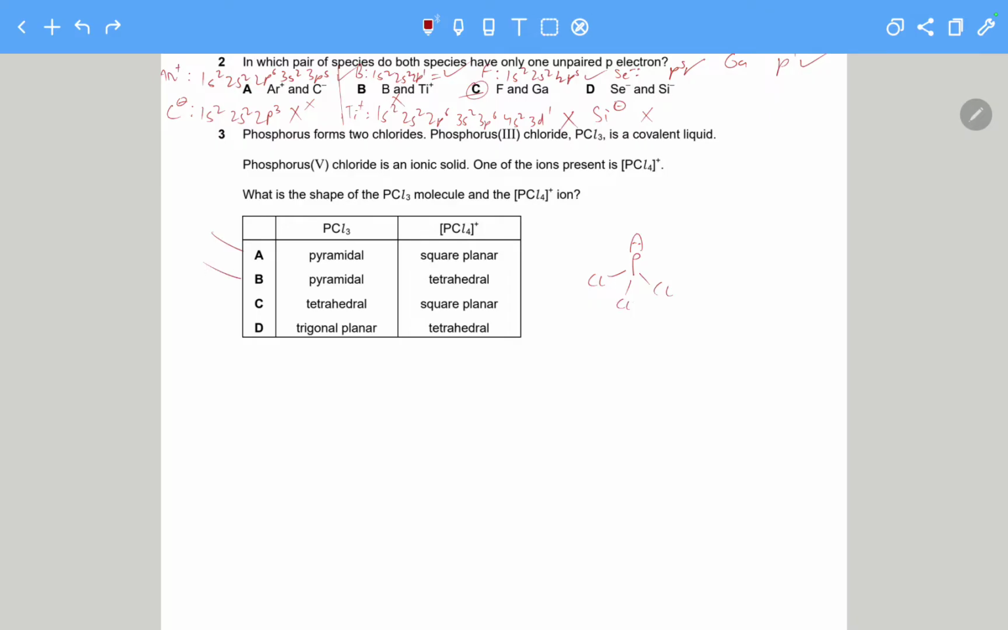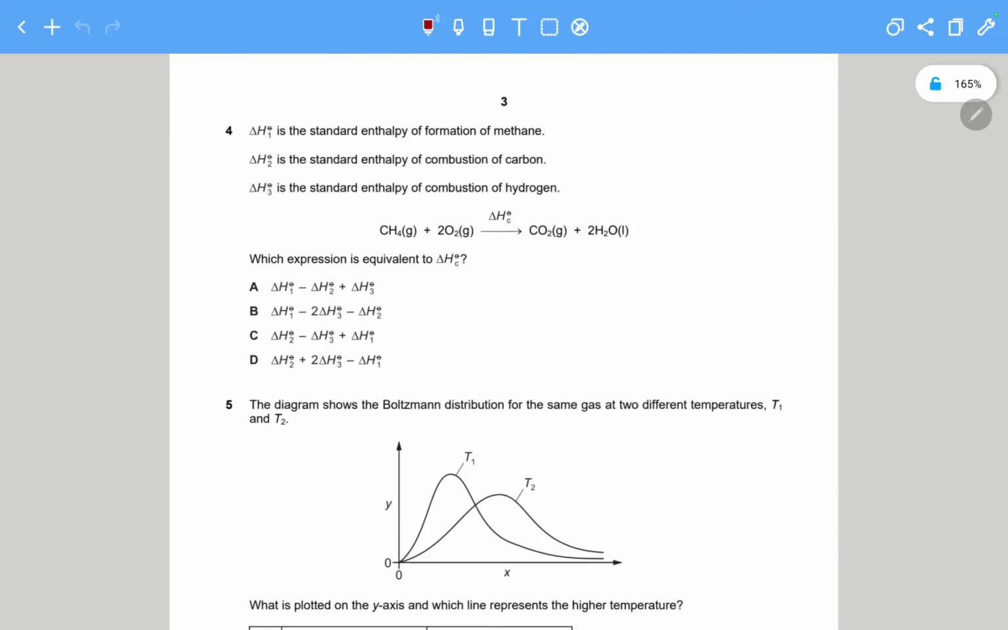So we narrow the answers down to A and B. And then PCl4+, we have options between tetrahedral and square planar. 4 bond pairs, so it's likely to be tetrahedral. 4 bond pairs, 0 lone pairs, and that's why it's likely to be tetrahedral, and therefore the correct answer is B. Question 5. Delta H01 is the standard enthalpy of formation of methane.